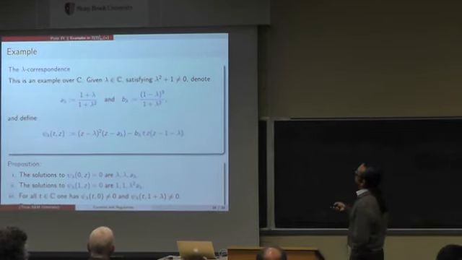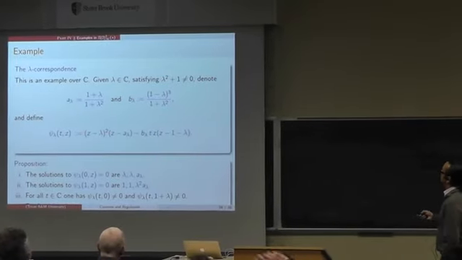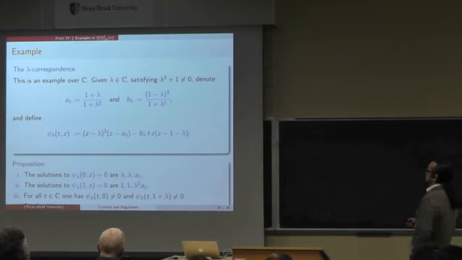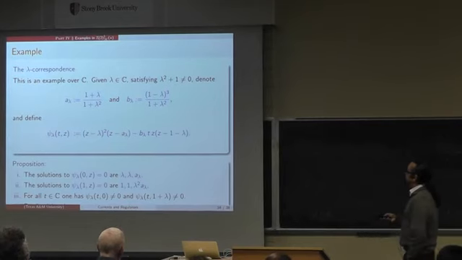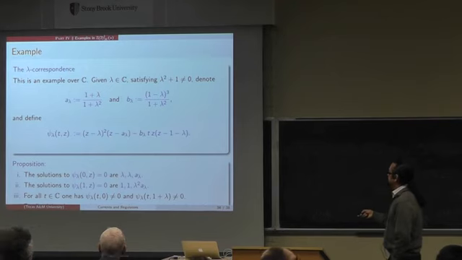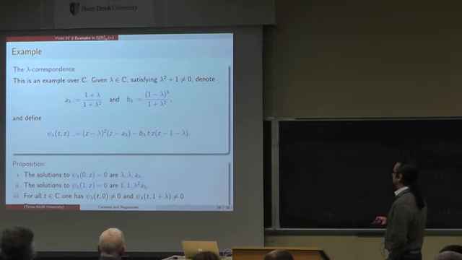But I'll introduce a correspondence. Suppose you give complex numbers satisfying this inequality, define those quantities over here, define a polynomial in two variables, and some simple observations you learn in kindergarten. So you put t equal to 0, you get that these are the solutions, t equal to 1, these are the solutions. And for all other t, we have this and that, and some things appear over here.